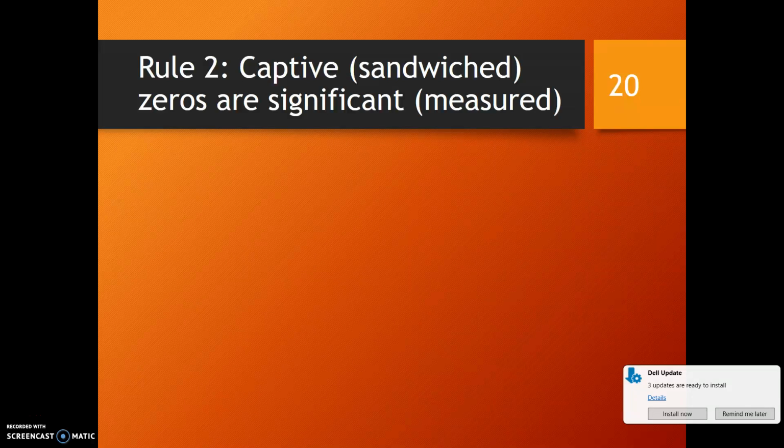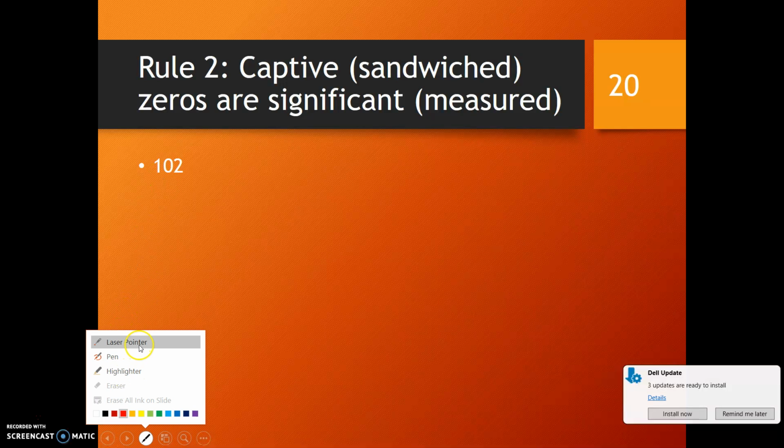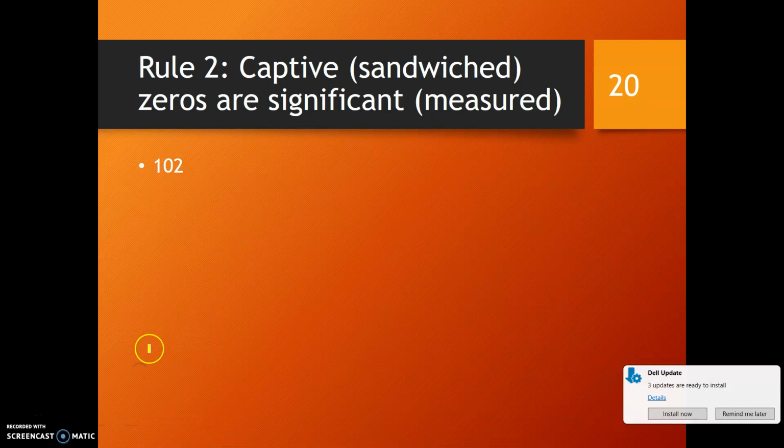Okay. Rule number 2, captive, or some teachers refer to it as sandwiched zeros, which is zeros between non-zero numbers, are considered significant or measured. So in the number 102, the number 1 is considered measured. The 0 is considered measured because it's between the 1 and the 2, and the 2 would be measured. So that number would actually have 3 significant figures.